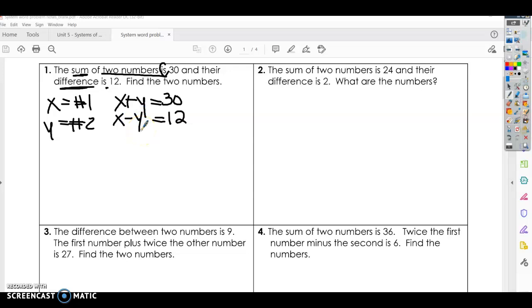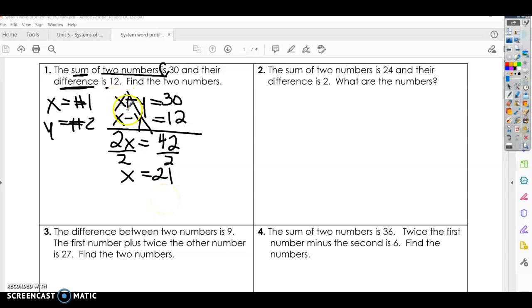All right, now we have a system of equations, so we can solve like we've done before. Since all the coefficients are 1, we can look at the sign. Since I have a plus and a minus here, I can add these two equations together and quickly eliminate my y's. So x plus x is 2x. 30 plus 12 is 42. So x is 21.